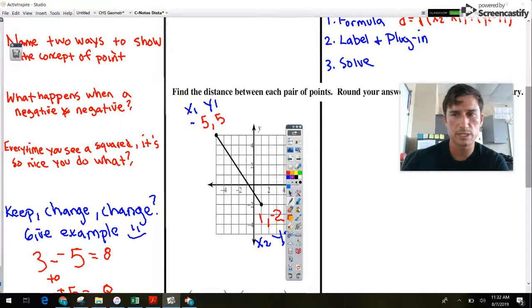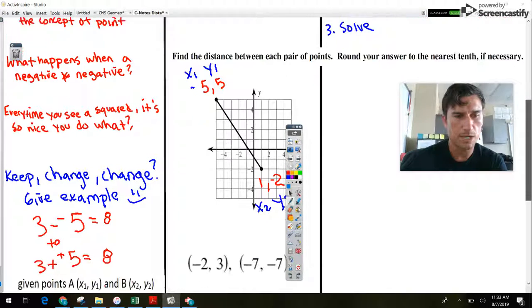So remember, a negative times a negative turns into a positive. Remember, every time you see a squared sign, it's really good habit to get. It's so nice, stamp it twice. So if you see 9 squared, you do 9 times 9. If you see inside parentheses x minus 2, close parentheses squared, it's so nice, stamp it twice. It's a great habit to get into as you move through the math ranks.